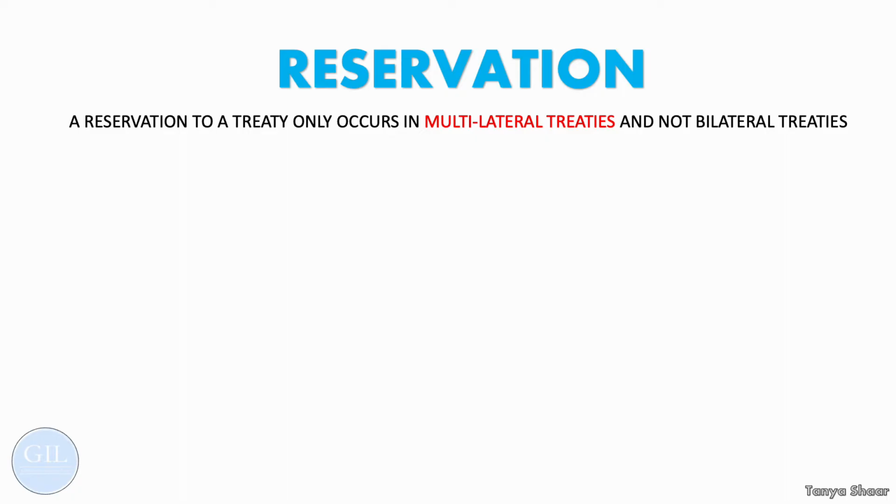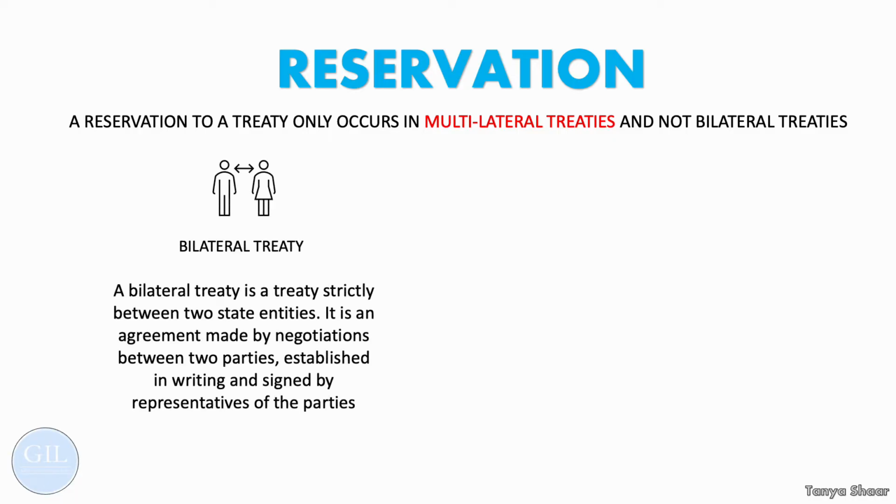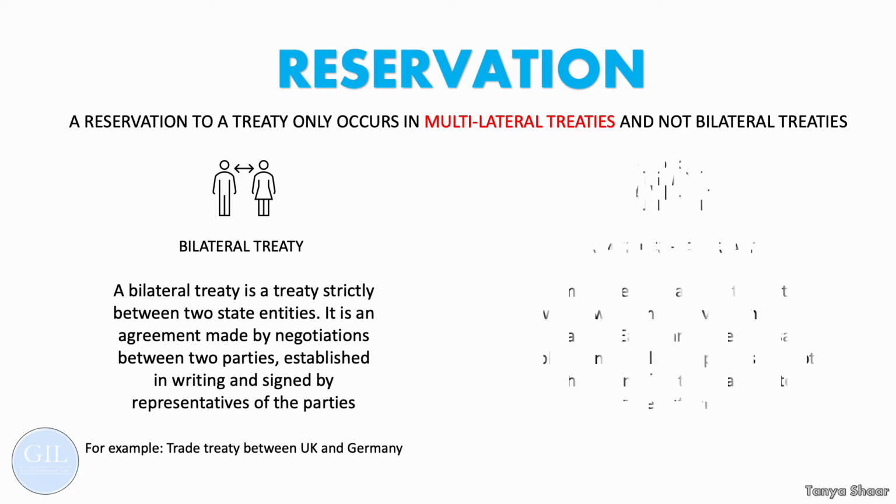Now, the difference between a multilateral and bilateral treaty is quite simple. A bilateral treaty is a treaty that strictly occurs between two states. It is an agreement made by negotiations between two parties, established in writing, and signed by the representatives of those parties. So an example of this can be a simple trade treaty between UK and Germany.